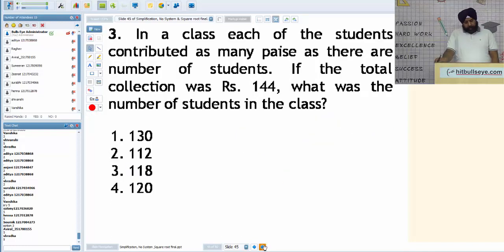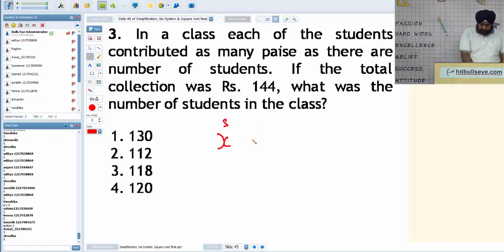Quick. In a class, each of the students contributed as many paisa as there are number of students. If the total collection is 144, what was the number of students? Very important question. It's frequently asked in your basic exams, in your competitive exams. Quick. Let the number of students be X and each student contributed X paisa. So the collection is in rupees. You should be careful that the question given is paisa.